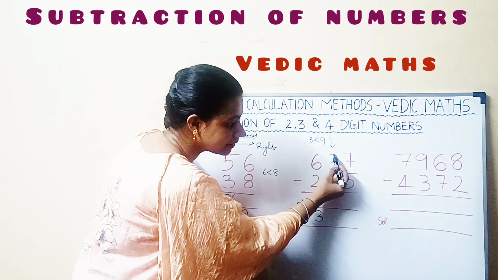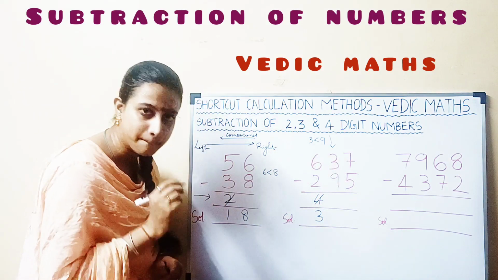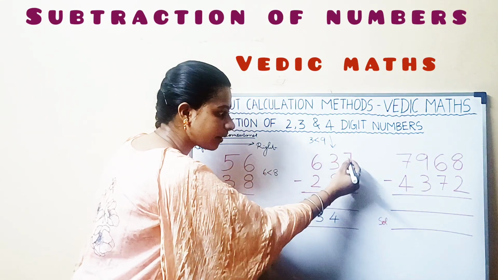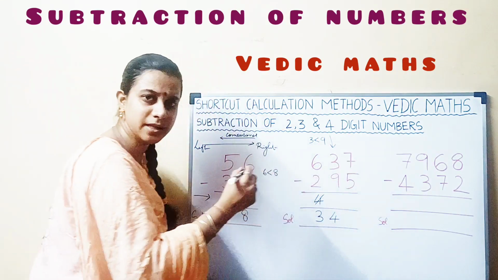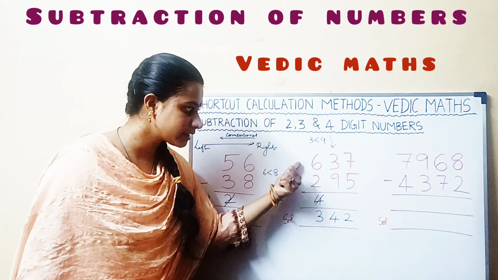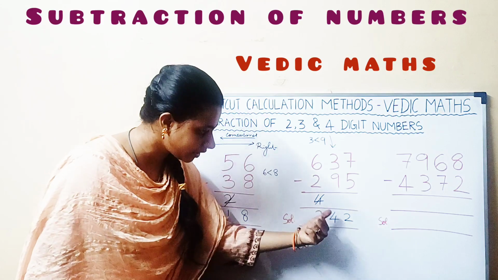And now we will consider this 3 as 13 in our mind. 13 minus 9 is 4. Now coming to the next column, 7 minus 5 is subtractable, so directly we can write it as 2. So 637 minus 295 is nothing but 342.